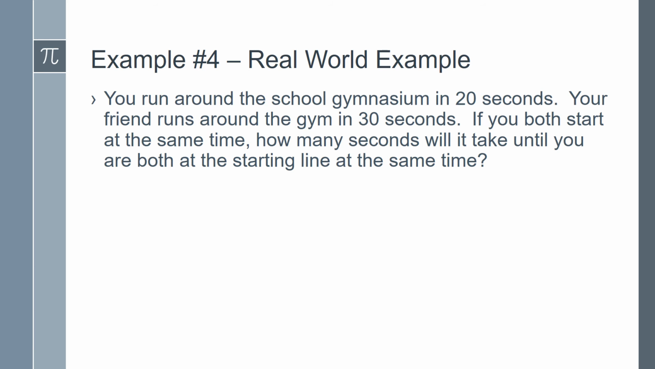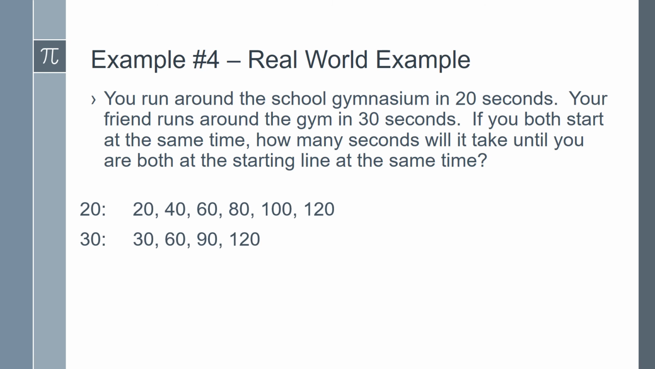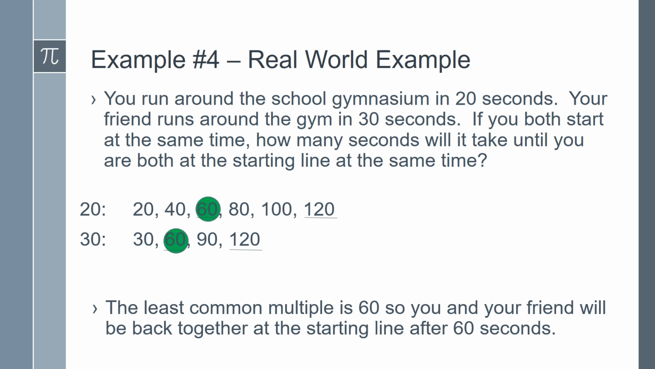Either method of finding the least common multiple will work, so this time I have chosen to use the list of multiples method. We'll start by writing down the first few multiples of 20: 20, 40, 60, 80, 100, and 120. Then the first few multiples of 30: 30, 60, 90, 120. Next, we will underline some common multiples that we found. In this case, 60 and 120. Let's take a look for the least common multiple, which in this case is 60, so we'll circle it. So the least common multiple is 60. You and your friend will be back together at the starting line after 60 seconds.